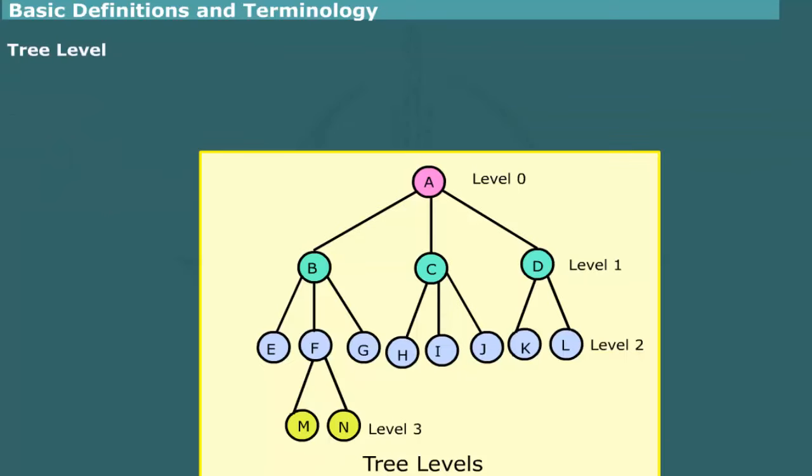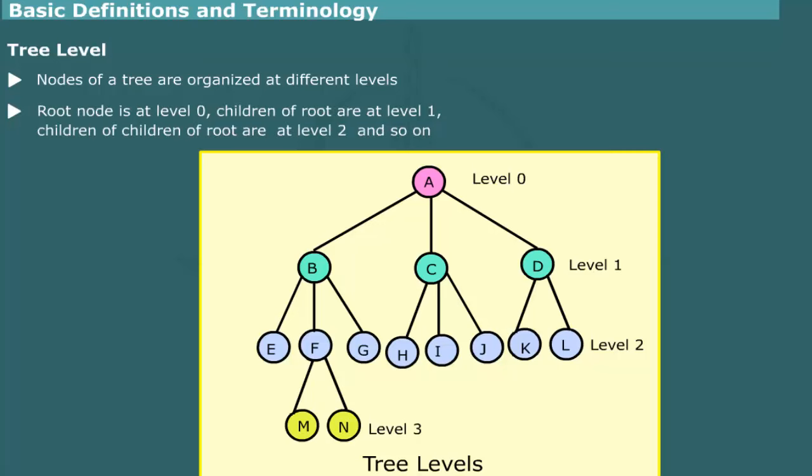Level of tree. Obviously, the nodes of a tree are organized at different levels. By convention, the root node is at level 0. The children of root are at level 1. The children of those nodes are at level 2, and so on. Notice that in figure the nodes B, C, and D are at level 1 and nodes E, F, G, H, I, J, K, and L are at level 2. The leaves M, N are at level 3.